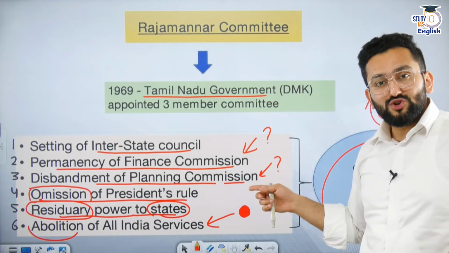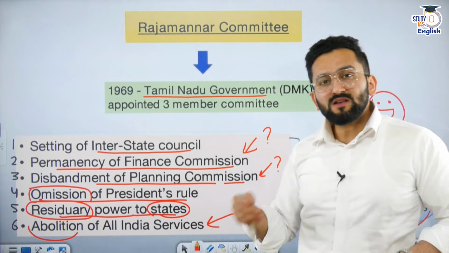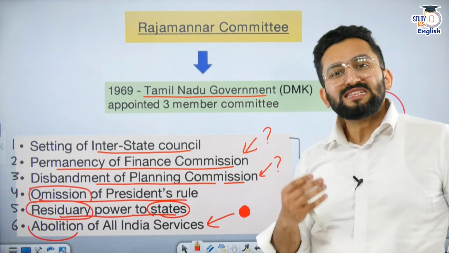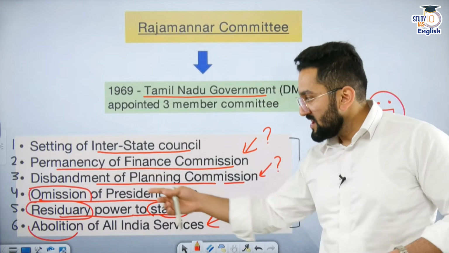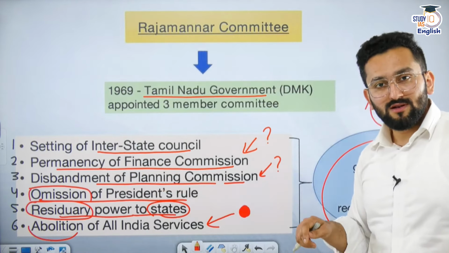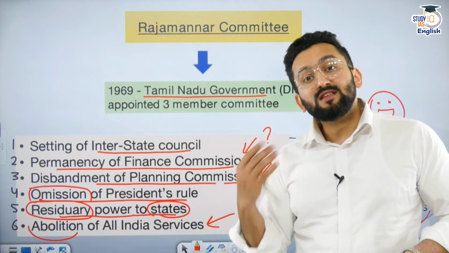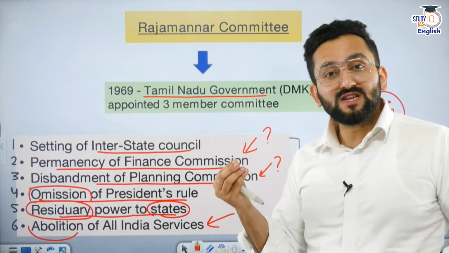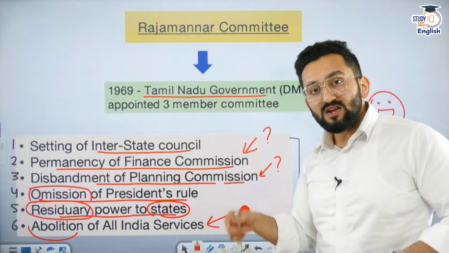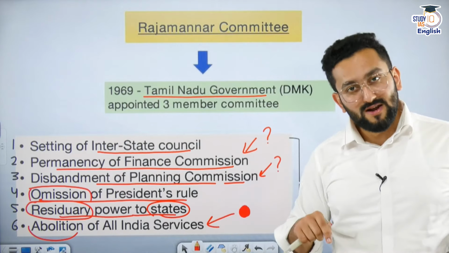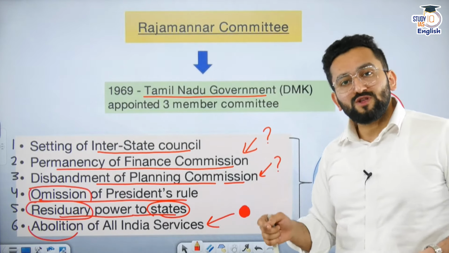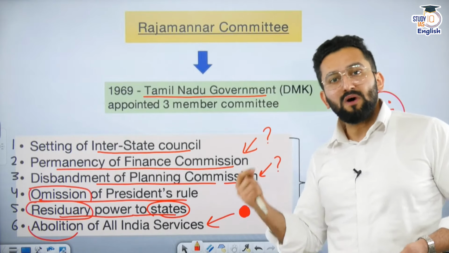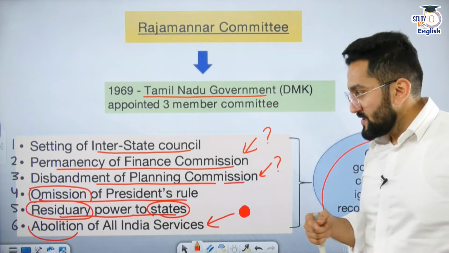Disbandment of planning commission. Why? Because planning commission was not involving states while deciding 5-year plans. Omission of president rule means they were saying, let's remove this article 356 usage because it undermines this concept of federalism. Many times state governments are removed just for political gain by the party in power at center.